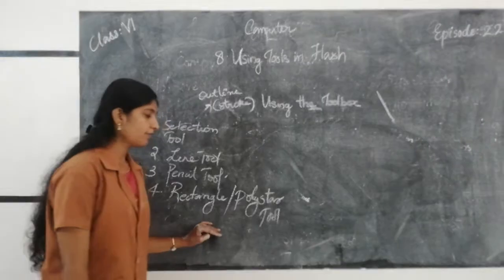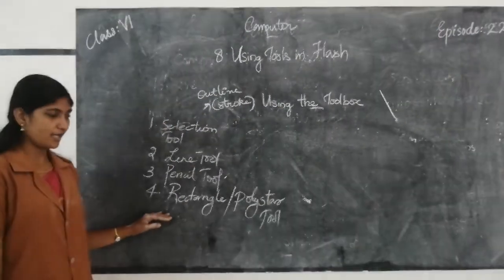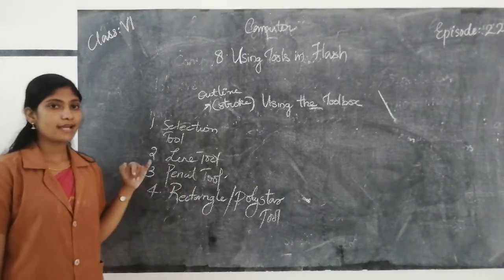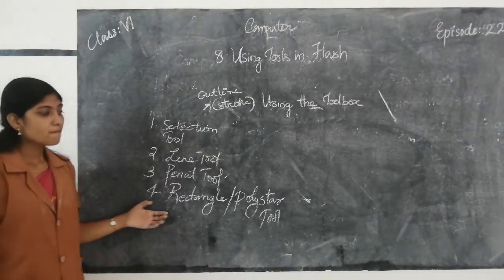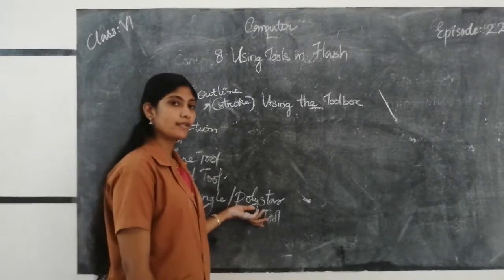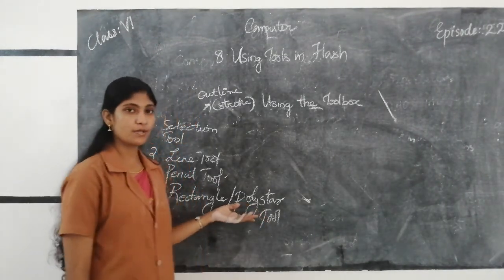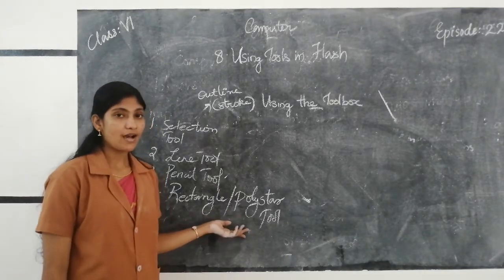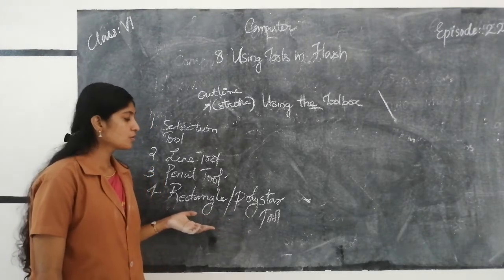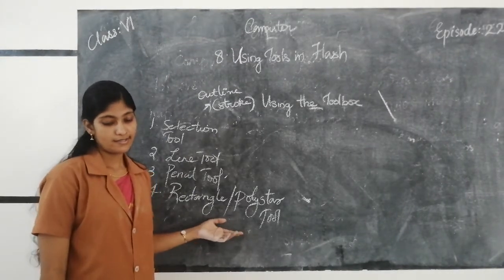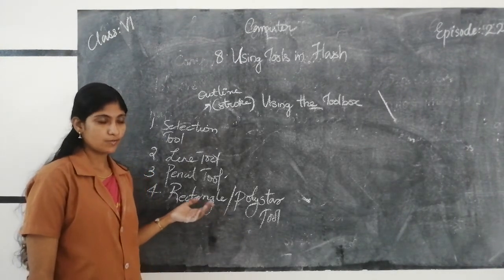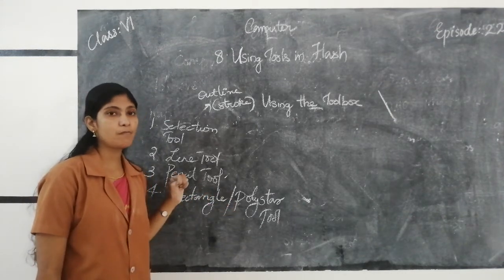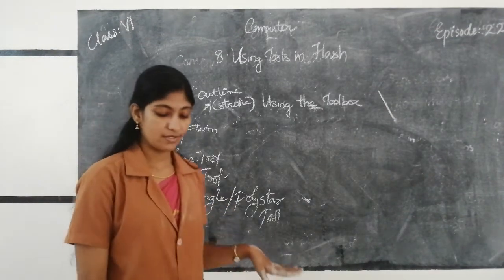So here, the fourth tool is the rectangle or polystar tool. Using this tool, you can draw squares and rectangles. Also, polygons, meaning shapes with more than 3 sides, are drawn using this tool. Then, you can draw stars, polystar. Both the rectangle and polystar tools are in the same menu. That's the main advantage of using this tool.